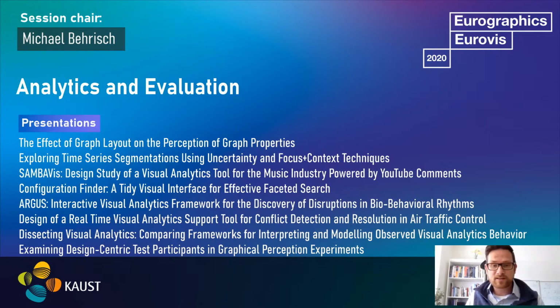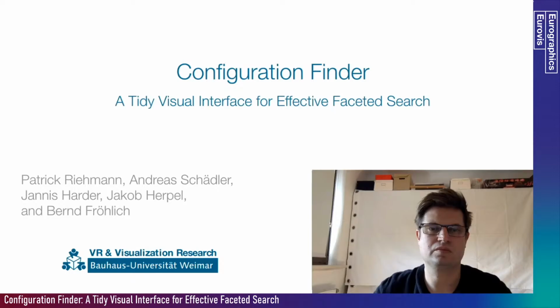Thank you. The next paper will also have a business-related aspect and will show us how we can buy our next laptop, a process that I typically struggle with. The paper is called Configuration Finder, a Tidy Visual Interface for Effective Perceptive Search by Patrick Riemann, Andreas Schädler, Jannis Harder, Jakob Herpel, and Bernd Fröhlich from the Bauhaus University Weimar. And with that, the stage is all yours.